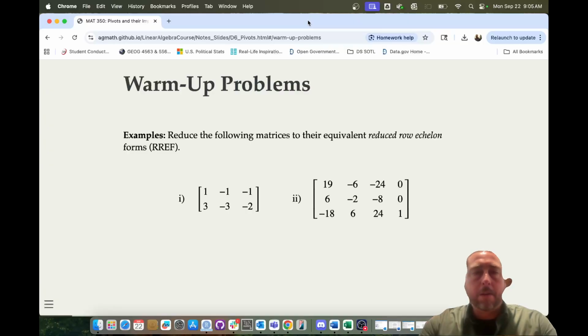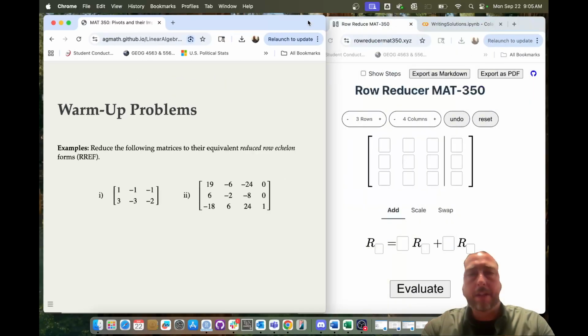All right. So hopefully you took some time, you tried out those problems to reduce these two matrices. So these are just matrices; they're not anything that corresponds to a system of equations right now. Just matrices that we want to reduce to their equivalent reduced row echelon form. And that's the form where we have pivots that are taking on the value of 1, and all entries above and below a pivot are zeros. So what we'll do is we'll just take a couple of minutes to do these together.